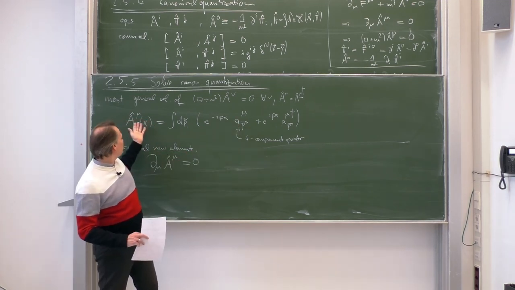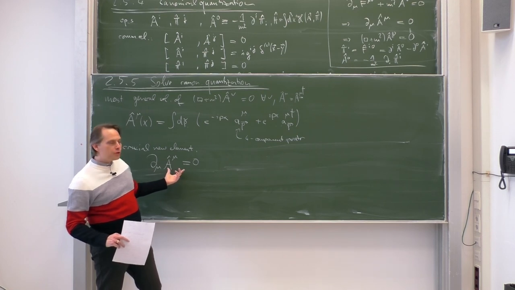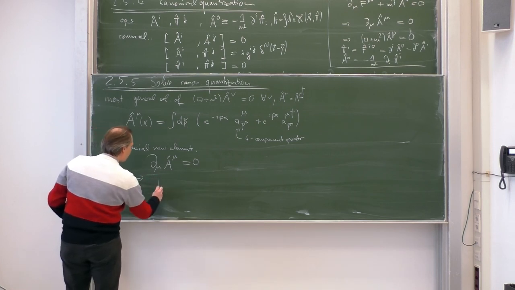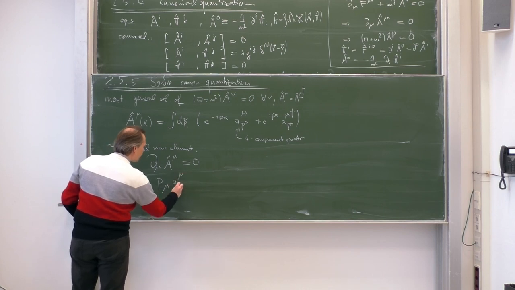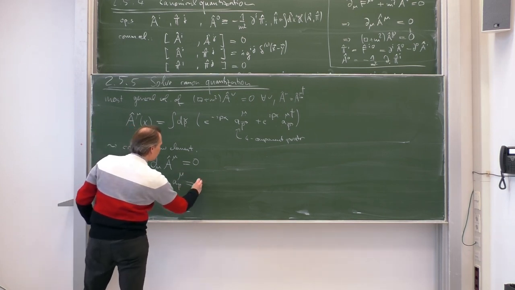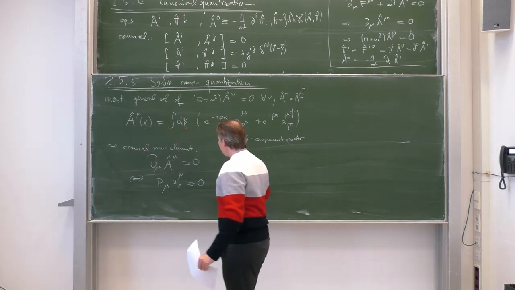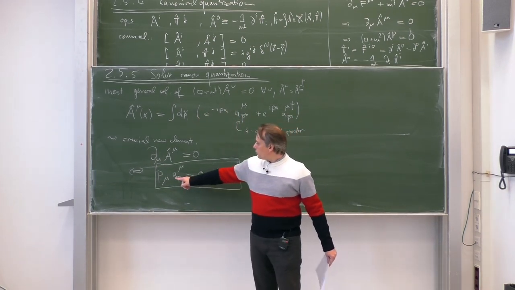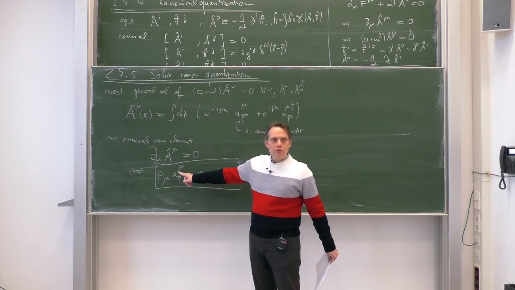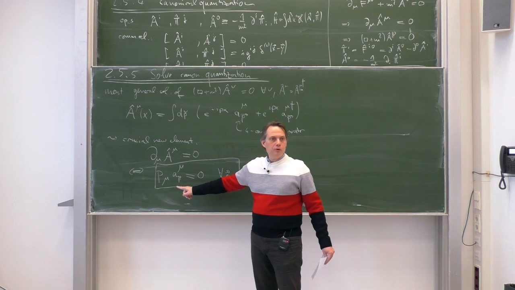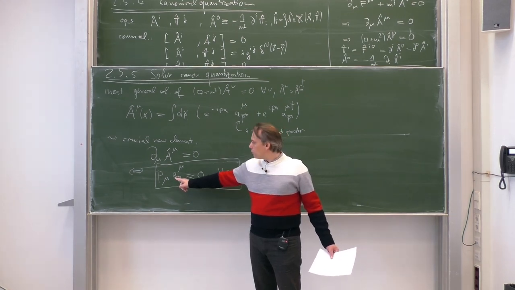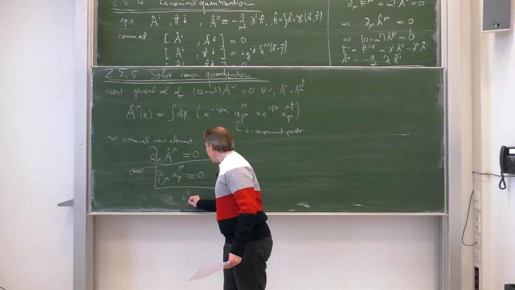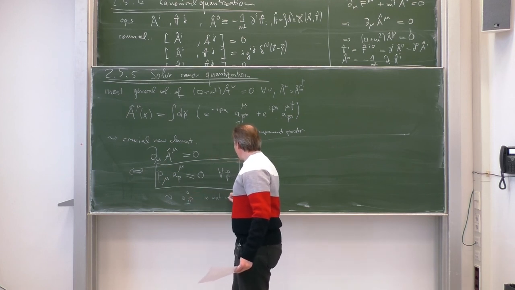And the Fourier representation is zero if and only if every Fourier component is zero. Therefore, that is equivalent to saying that p mu times those operators a mu of p equals zero for all p. And here you see again, that is a linear equation between the four components. So some linear combination of these four operators must vanish. And you can express one of them in terms of the other three. So for example, a zero of p is not independent.